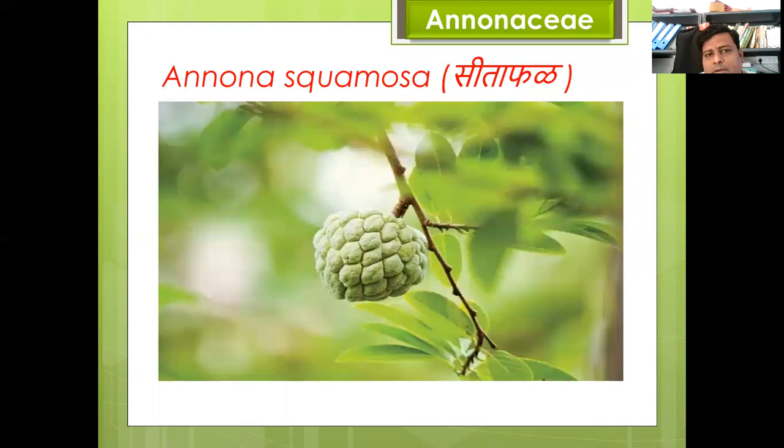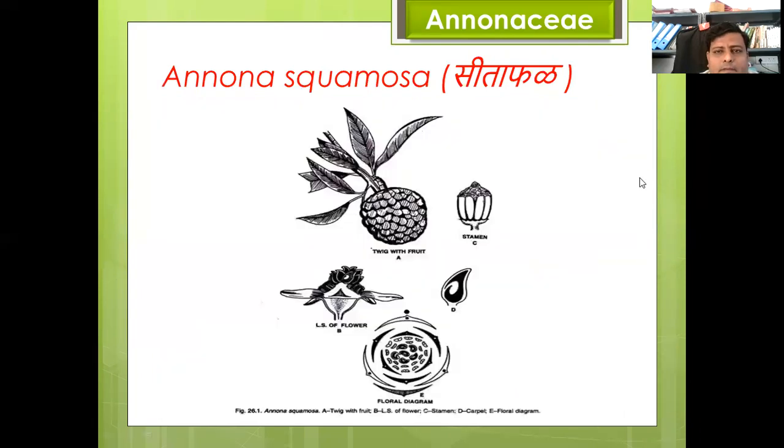So here is a member of family Annonaceae, Annona squamosa. We call it Sitaphal. Here is the diagram of Annona squamosa. Here is the fruit with a twig. There is a single stamen. You can see here the LS of flower. This is the carpel, and here is the floral diagram of family Annonaceae. Here you can see sepals, petals, stamens, and carpels. How are they arranged?